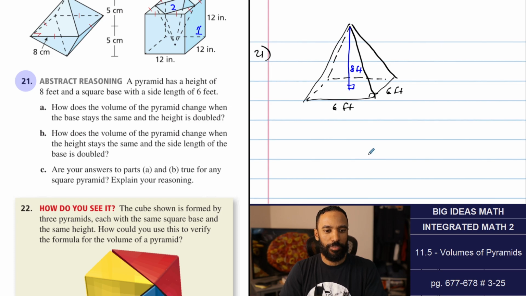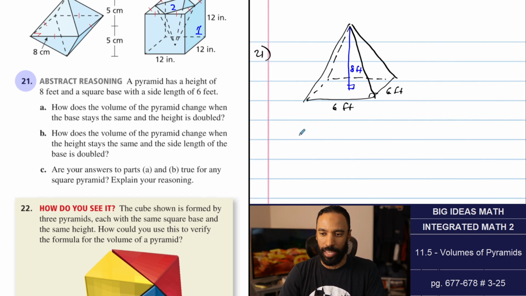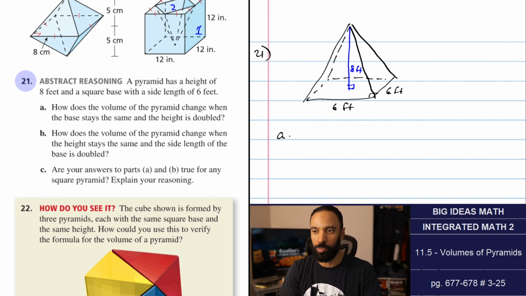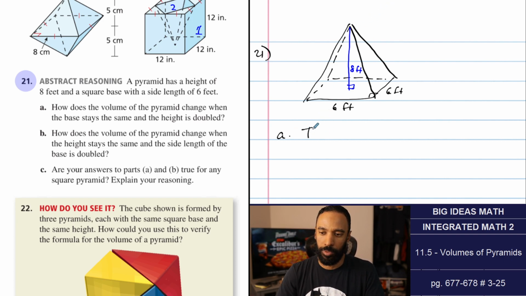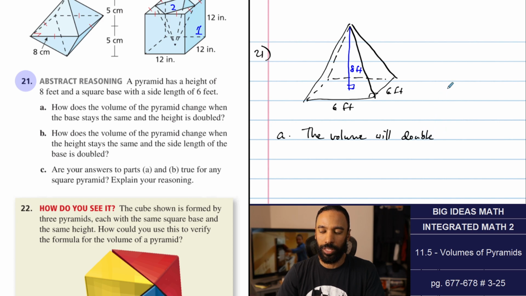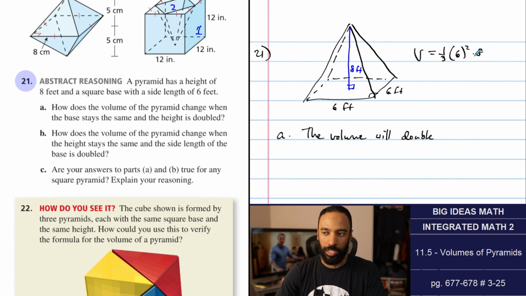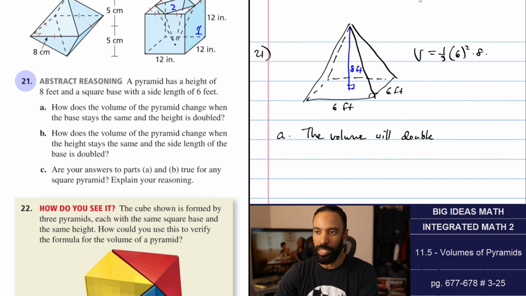Part A. How does the volume of the pyramid change when the base stays the same and the height is doubled? Well, the volume's going to double. They don't ask me to explain it, but the volume will double. There's only one dimension that's changing, only height. Volume is 1/3 times area of base times height. If height doubles to 16, I'd literally just do times 2. It doesn't matter what it actually is. If you double the height, the volume will double.